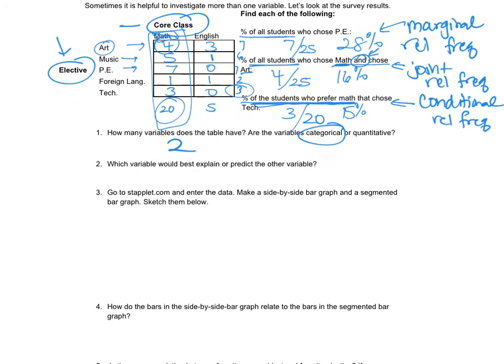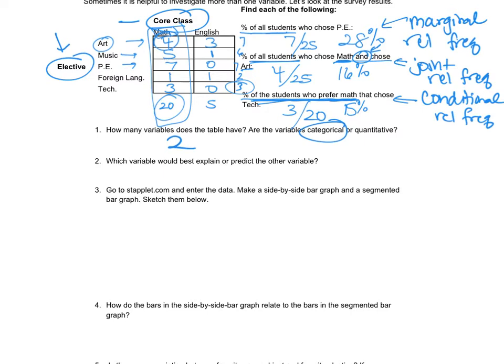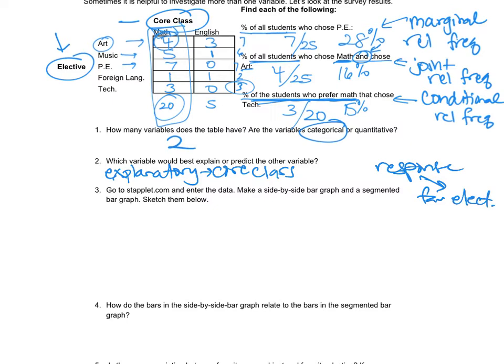Which variable would best explain or predict the other variable? Okay, this has to do with explanatory and response. Okay, the explanatory is going to be the core class. The core class could predict the response variable, which is your favorite elective. So you have to kind of think which one would explain the other. Would your favorite elective explain your core class, or would your core class explain your favorite elective? So the core class would explain the favorite elective.